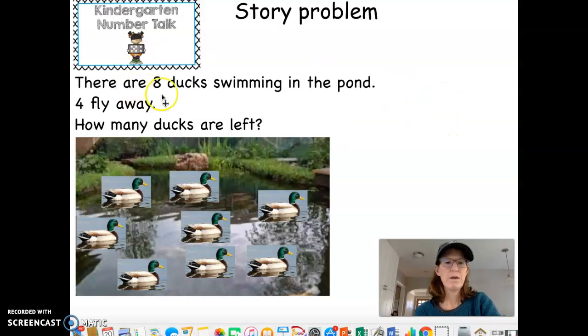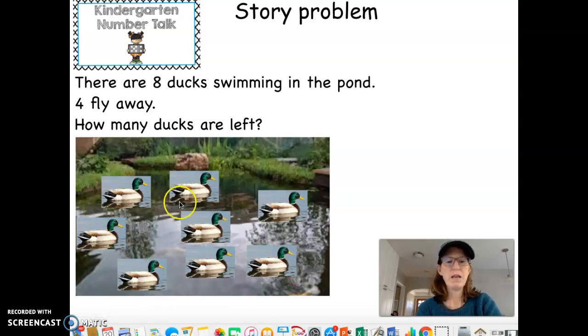I'd like you to think about what needs to be done to show this story with my picture. Here I have a pond, and 1, 2, 3, 4, 5, 6, 7, 8 ducks are swimming. What would I need to do to show that with this picture?